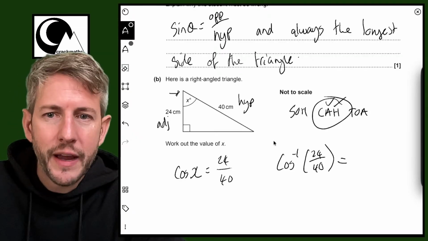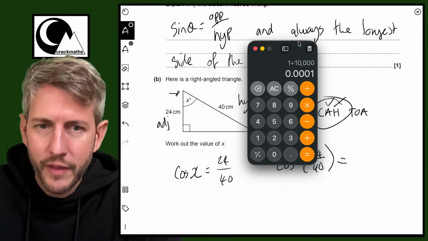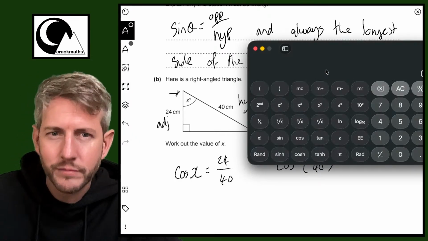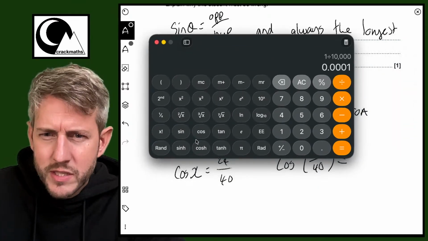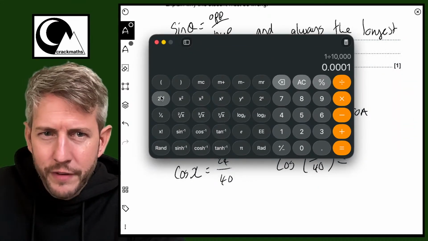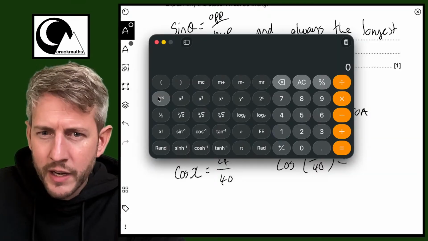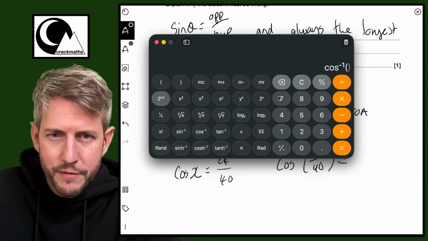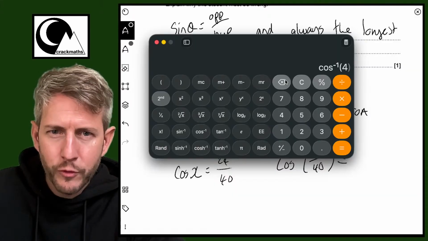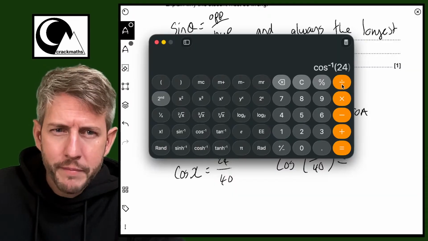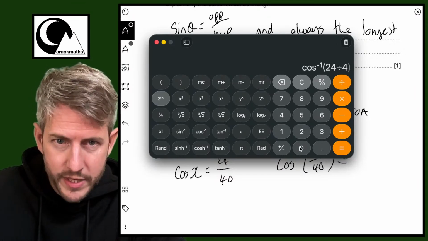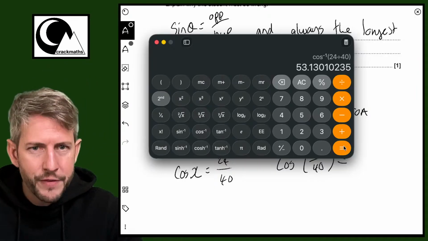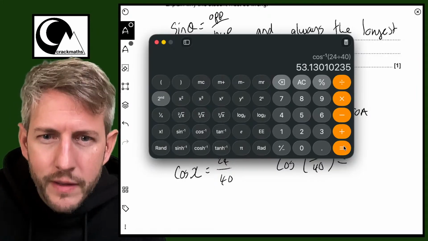So let me just get out the calculator and we can calculate that there. So let's switch to scientific. Okay, cos to the minus 1. Let's just clear the calculator first. I need the second function here to get cos. And then we've got 24 divided by 40. Okay, and close that bracket there. And that gives us 53. Am I right? Yeah.